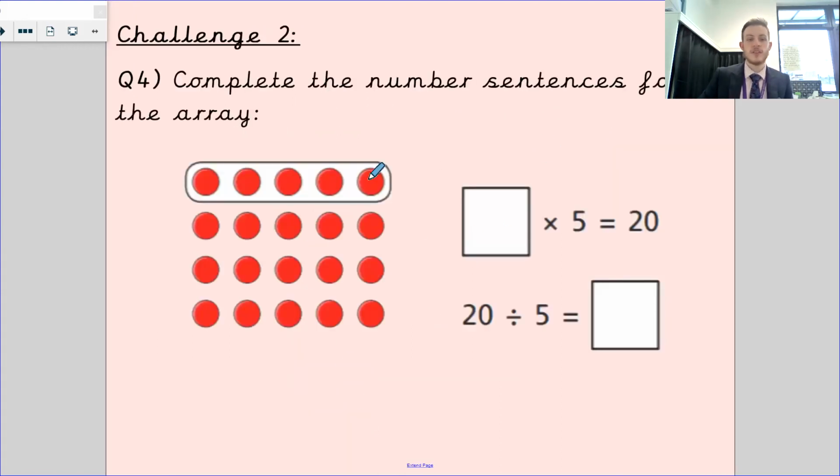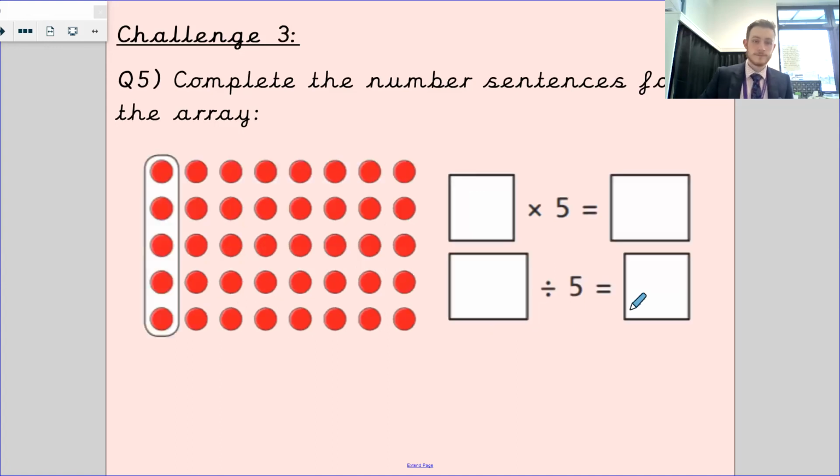Challenge 2, complete the number sentence for the array. You've got how many, and you've got 5 groups, and you've got 20 in total. You've got 20 made into 5 groups is how many in each group. How many? Lots of 5 is how many altogether in the array. How many made into 5 groups is how many in each group.